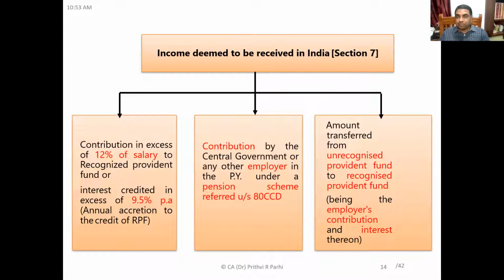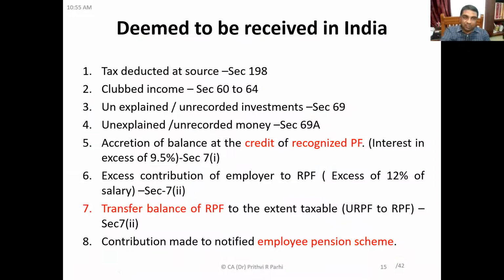Similarly, amount transferred from unrecognized provident fund to recognized provident fund. Okay, if there was some unrecognized provident fund and that fund gets transferred to a recognized provident fund, the transferred balance shall be deemed to be received in India. Transferred balance means the employer's contribution and interest thereof. Employer's contribution and interest on employer's contribution shall be deemed to be income which is received in India. So these are the three items which are there under section 7. But apart from that, you have also seen other provisions which deal with the concept of income deemed to be received in India.